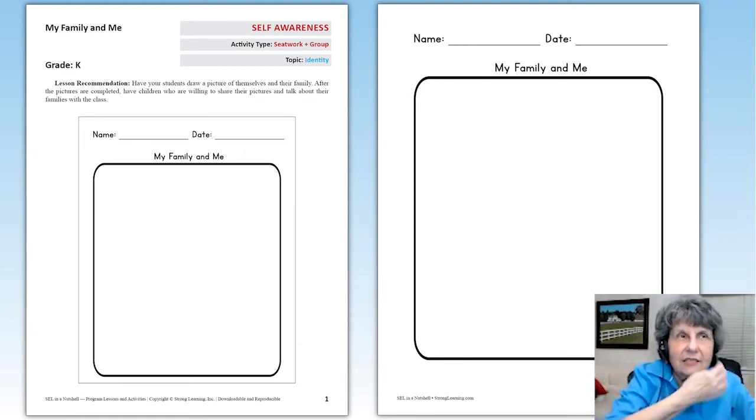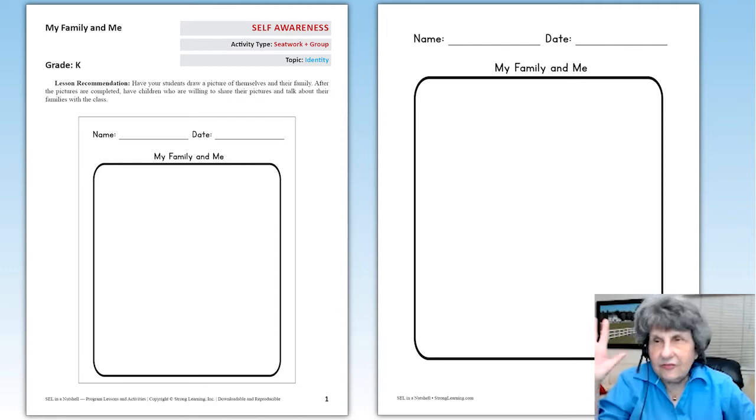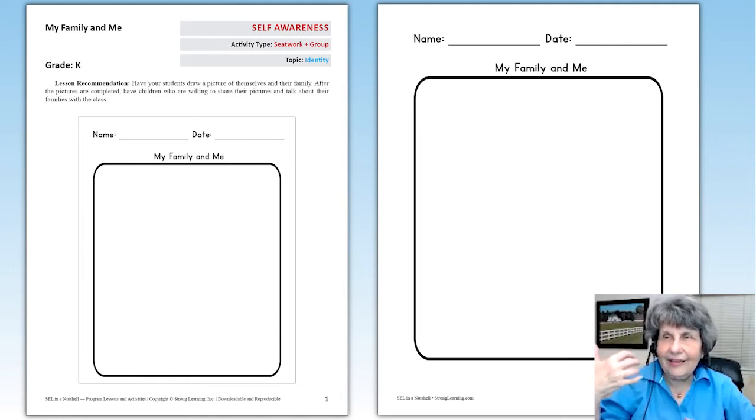And there's your lesson. It says, here's the activity, tells you at the top, it's self-awareness. That's for the CASEL category, the competency, self-awareness. It's seat work plus group. You're going to end up talking as a group. And it talks about identity. And there's the lesson. That's it.